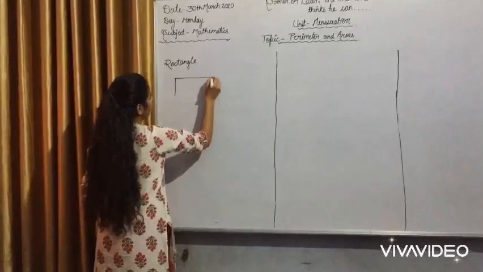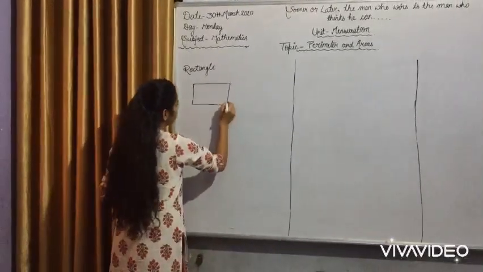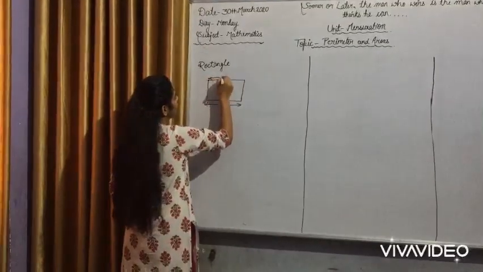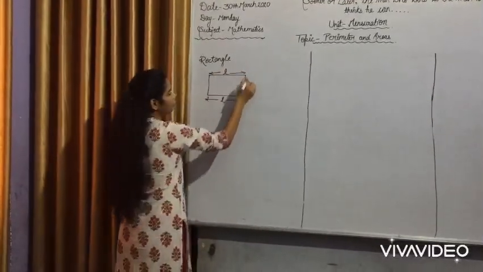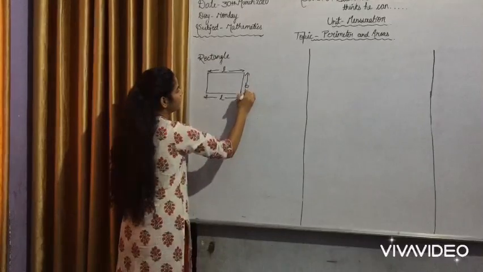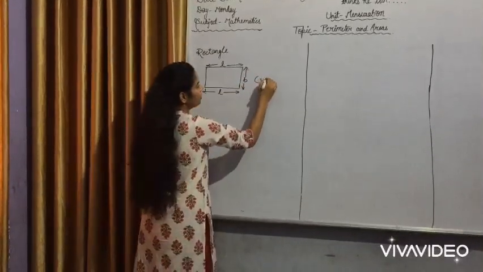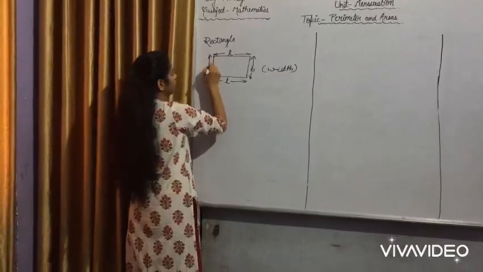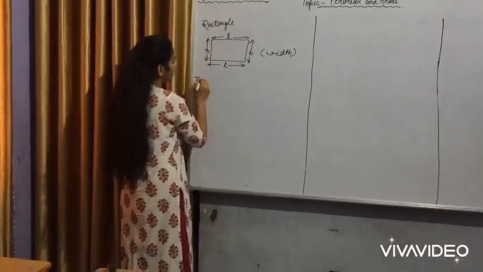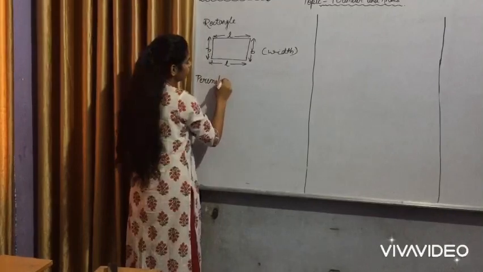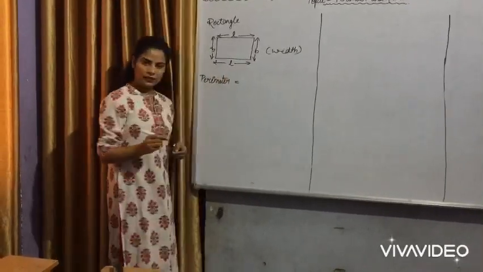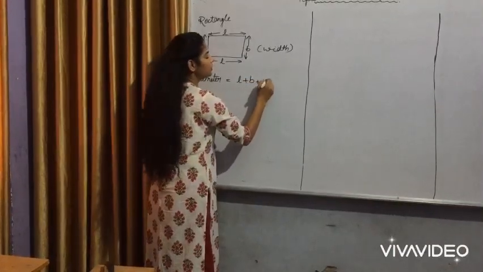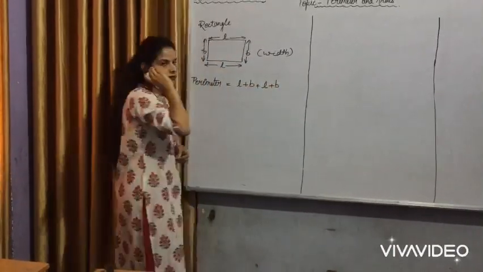Coming to the next polygon, which is rectangle. What is a rectangle? Rectangle is a four-sided closed figure whose each pair of opposite sides is equal. That means two lengths are here and two breadths, which is also called width, are equal. How do you take out the perimeter of a rectangle?